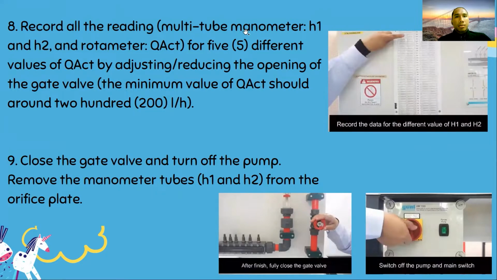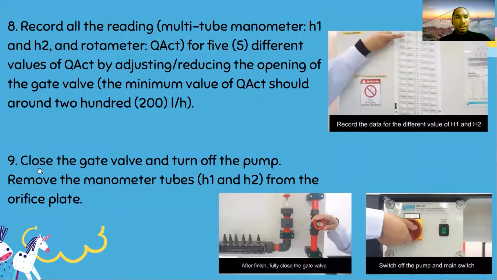by multi-tube manometer H1 and H2 and rotameter for the Q actual, for 5 different values of Q actual, by adjusting or reducing the opening of the gate valve. The minimum value of Q actual should be around 200 liter per hour.